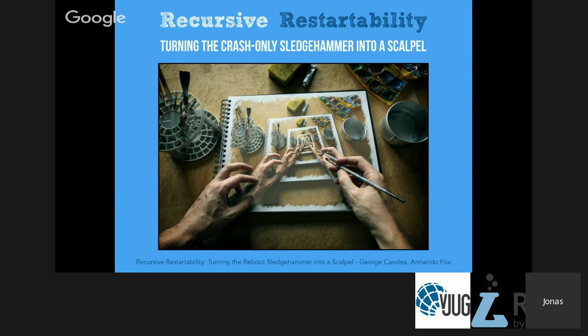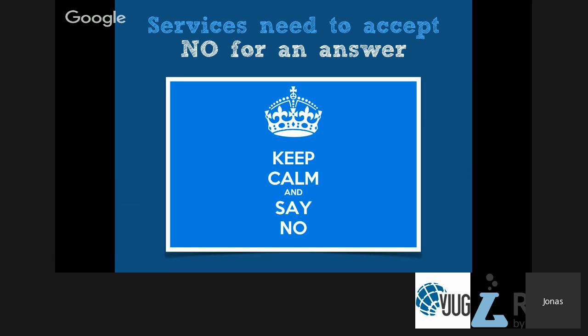These two authors took their idea further in another interesting paper called recursive restartability. What they do is apply this crash-only pattern recursively at any level of granularity. It has the subtitle of turning the crash-only sledgehammer into scalpel, and I think that's a very telling title of the paper. What this gives us is a way to gracefully tolerate restarts at multiple levels in the system. I'll get back to these patterns and build upon them in a second. And another great quote from this recursive restartability paper is, and I quote.